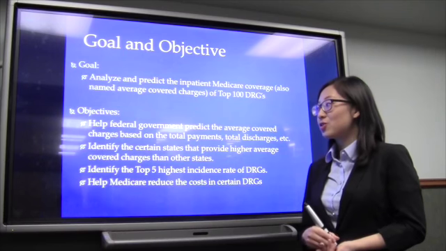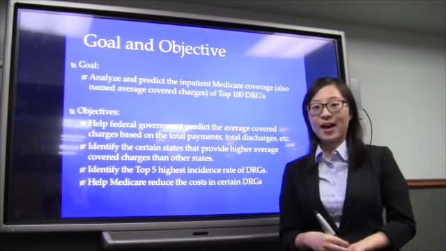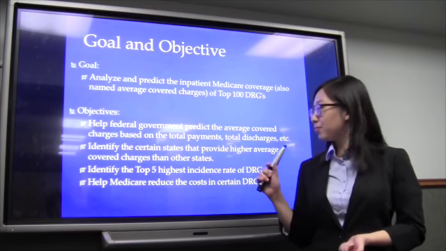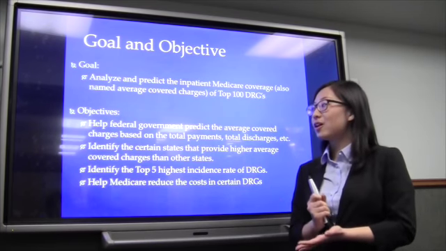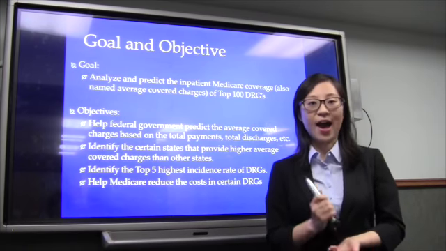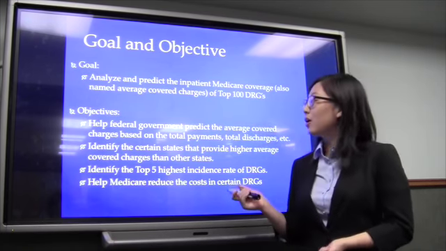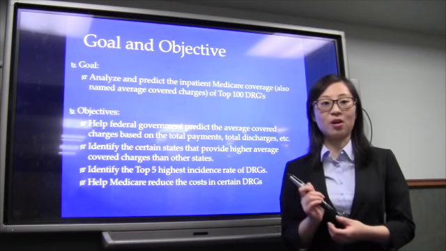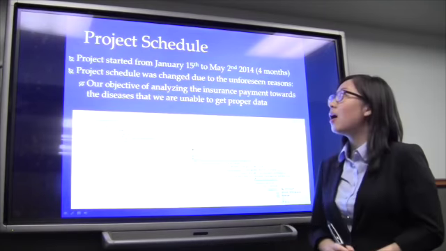And also we want to identify the certain states that have higher average covered charges than the other states. And also, we want to identify the top 5 DRG which have the highest incidence rate. The last objective is to help Medicare save money. We want to reduce the cost for certain DRG.